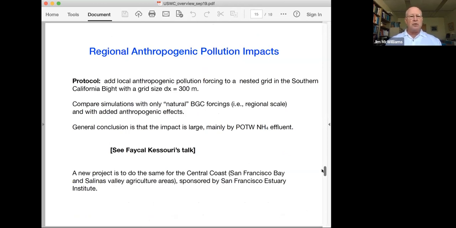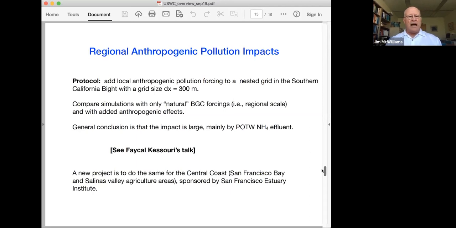Another topic, which will be talked about by Faisal, is the regional anthropogenic pollution impacts, where the protocol is to add local forcing in the Southern California region with a fine grid scale of 300 meters and compare simulations that have the extra regional forcing in addition to the global downscaling forcing with those that don't. The general conclusion is that the local anthropogenic impact is large on primary productivity and biomass, and it's mainly by the effluent ammonium.